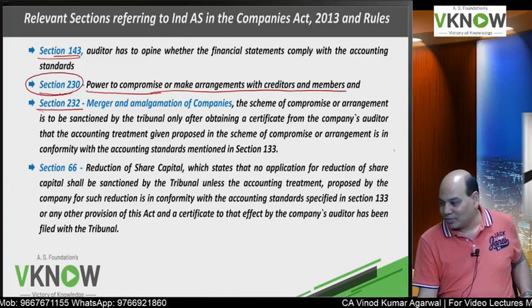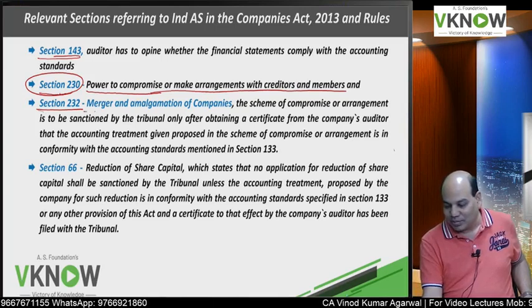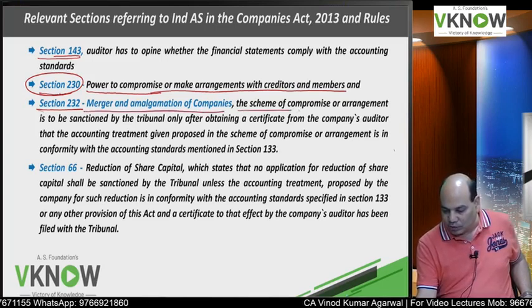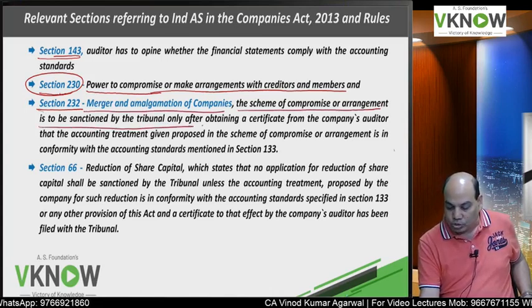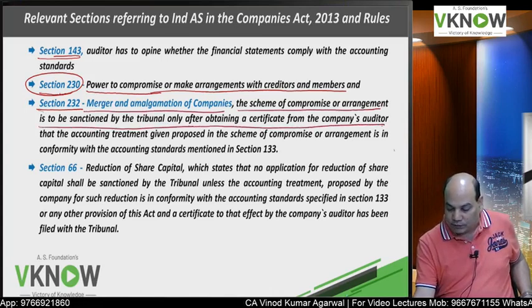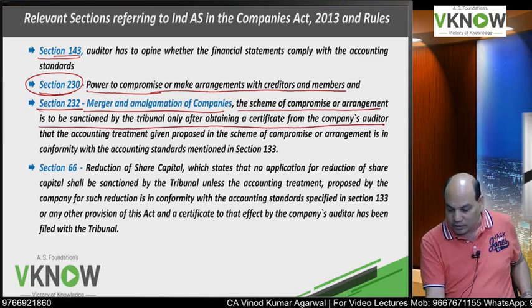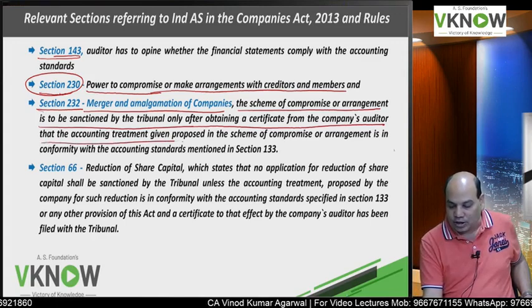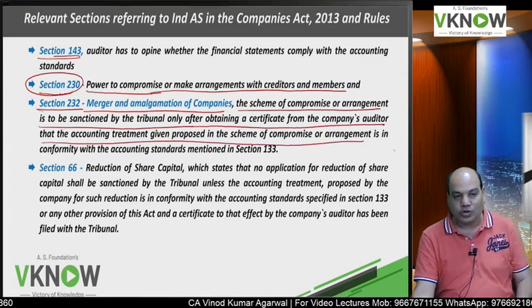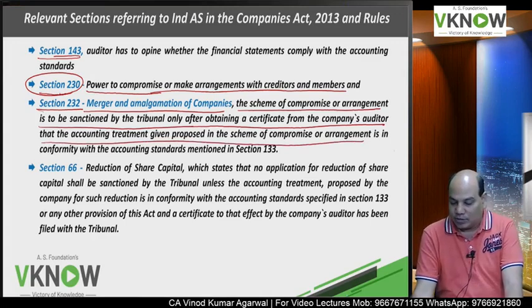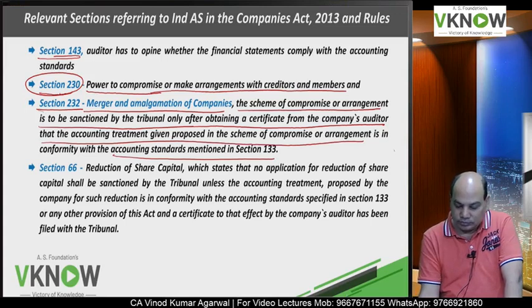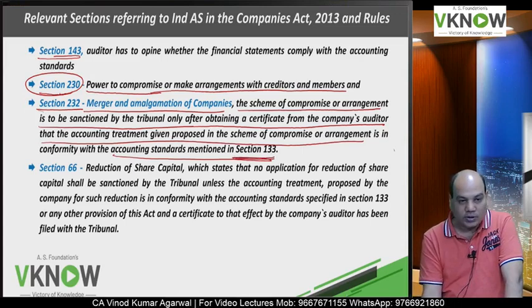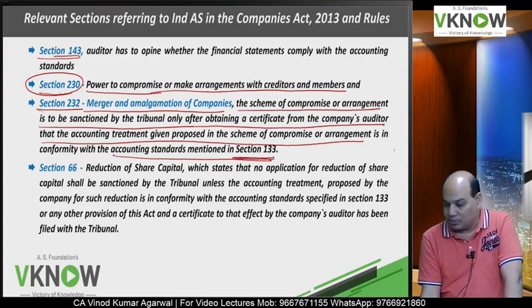Section 232, mergers and amalgamation of companies. The scheme of compromise or arrangement is to be sanctioned by the tribunal only after obtaining a certificate from the company's auditor that the accounting treatment proposed in the scheme is as per the accounting standards mentioned in section 133. So section 133 is important for most of the restructuring that they propose.